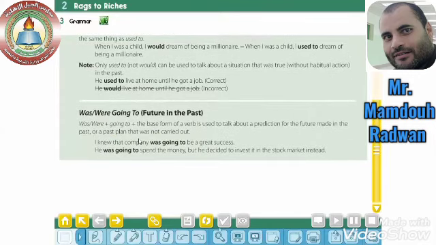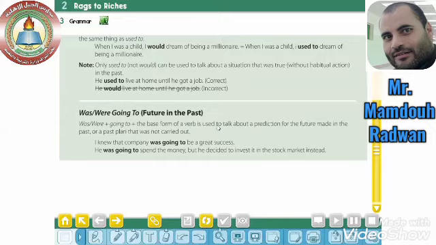The last point in our lesson, my dear students, is what? When we talk about predictions in the past, or plans which were not carried out in the past, we can use this structure: was, were, plus going to, plus the first form of the verb. So was, were, plus going to, plus the base form of the verb.